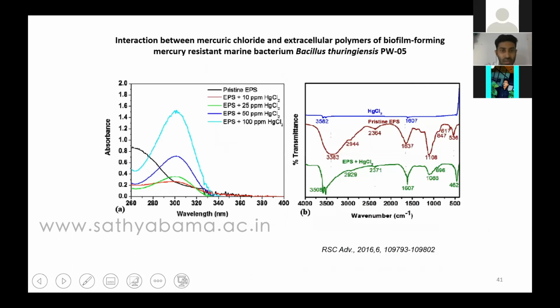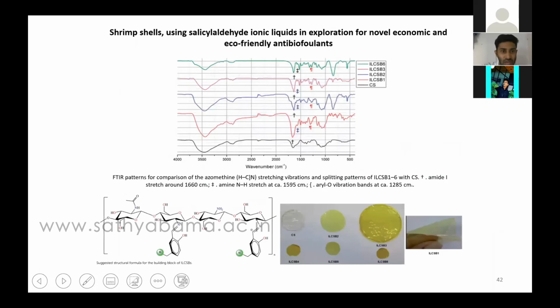And this is another study on extracellular polymers of biofilm forming bacteria, Bacillus. So what happens with the polysaccharide extracellular polymers? This is a shrimp shell that they have taken, and they have used a salicylic acid ionic liquid extraction. They have done a time scan, and this is the spectra that they have obtained.